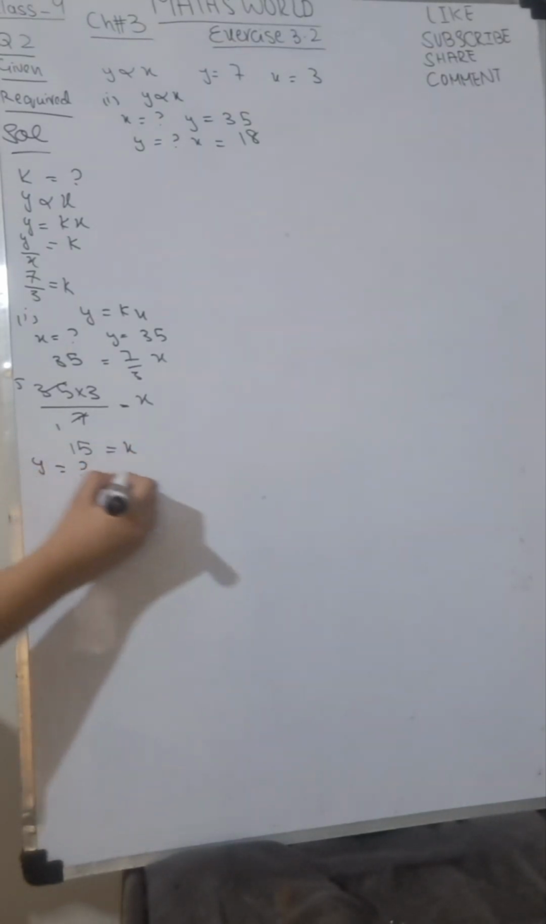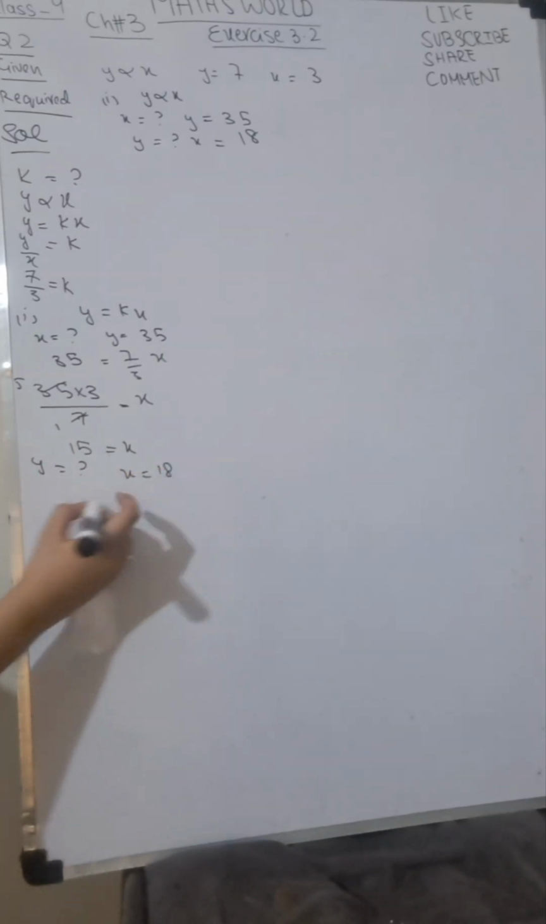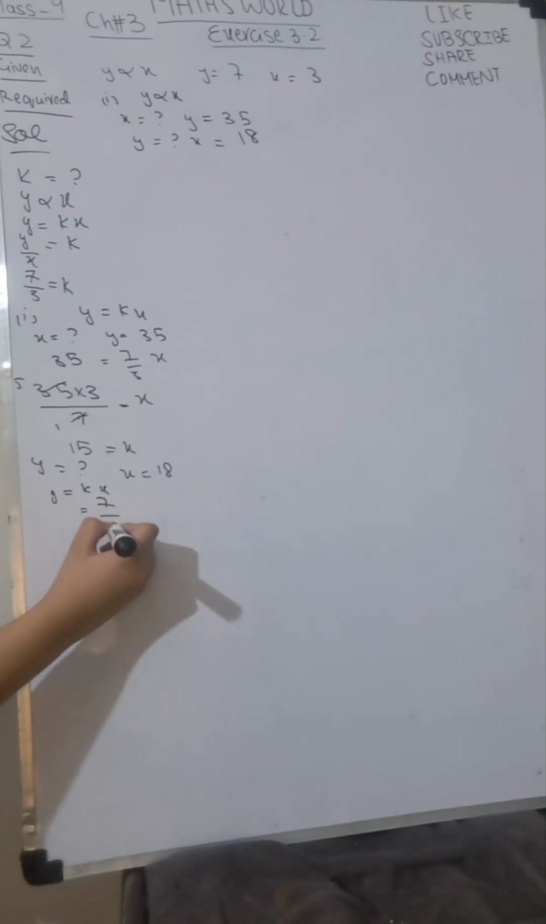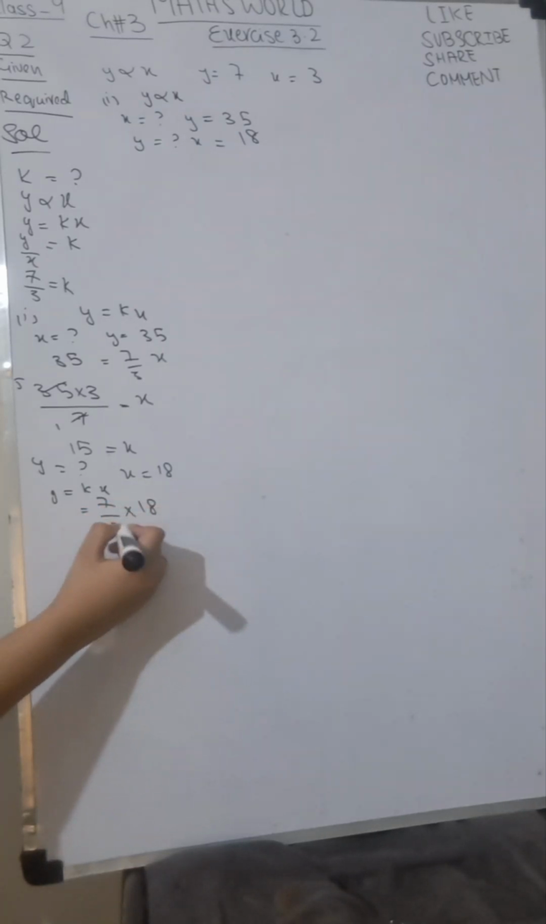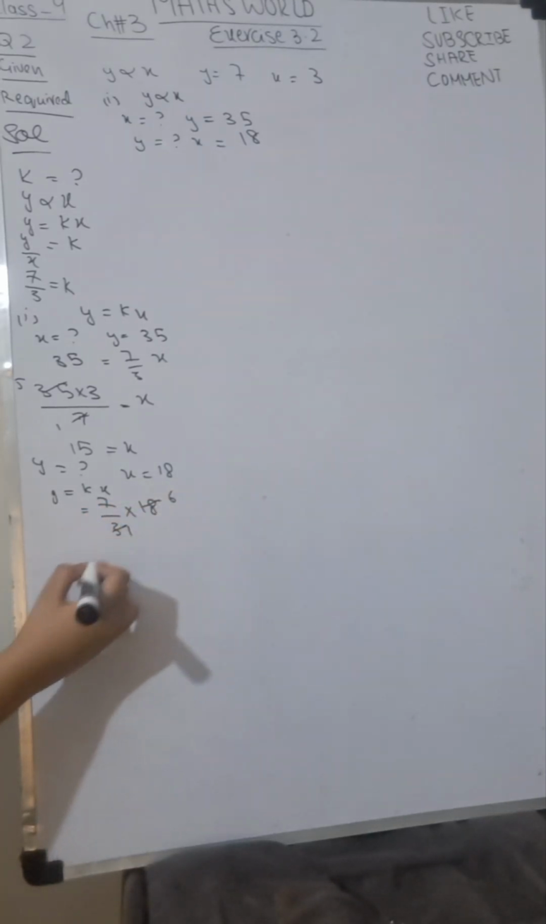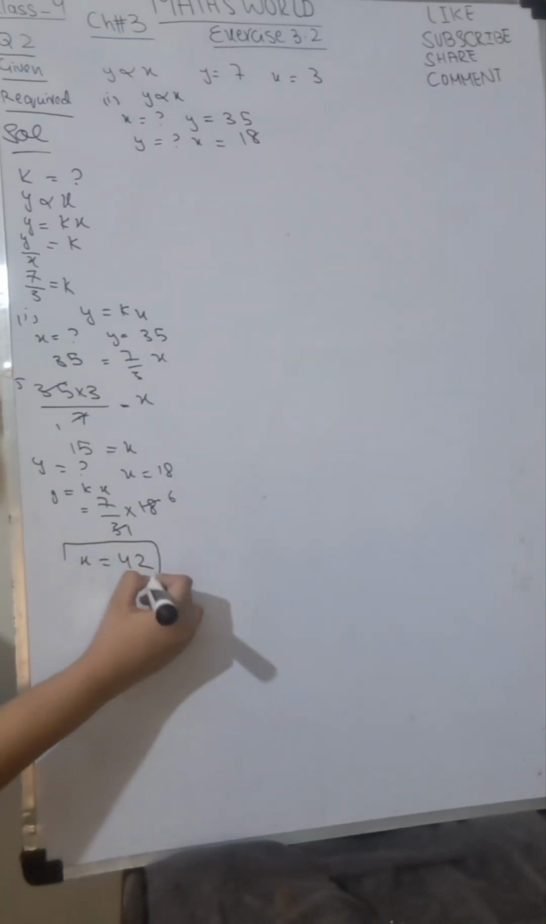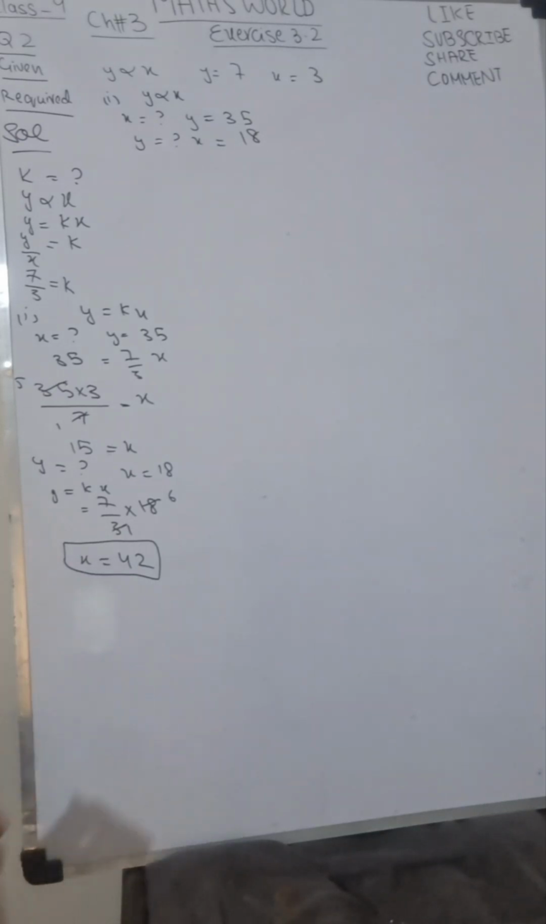Second, in this you have to find the y value, and x is 18. So y is equal to kx. So k is 7 by 3 and this is 18. So 3 1s are 3, 3 6s are 18, so y is equal to 42. So these are the required values. Now question number 2 we have done.